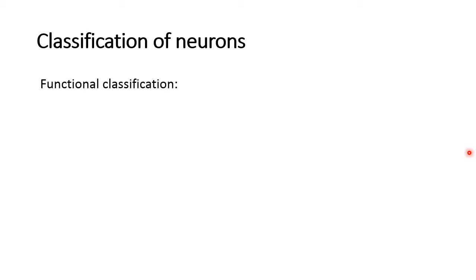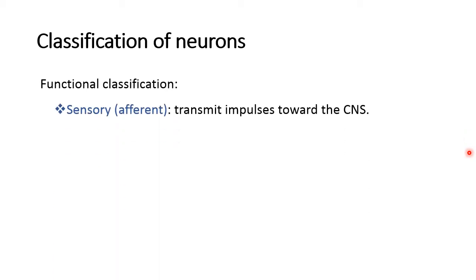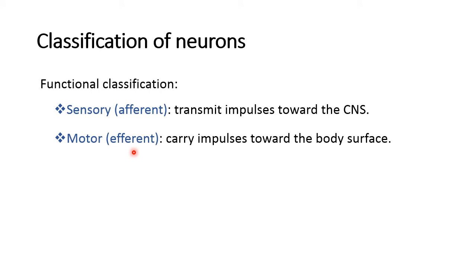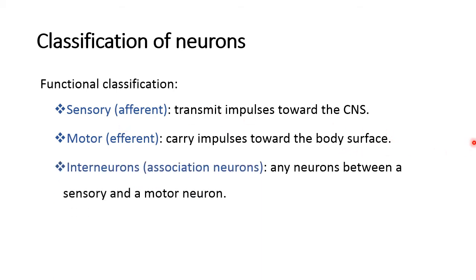Regarding the functional classification of the neurons, we can classify the neurons into sensory afferent neurons, which transmit the impulses toward the central nervous system, toward the brain and spinal cord. And the motor efferent neurons carry the impulses from the central nervous system towards the body surface.